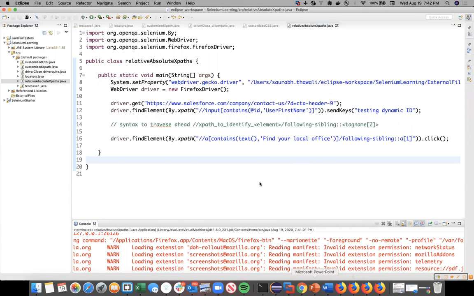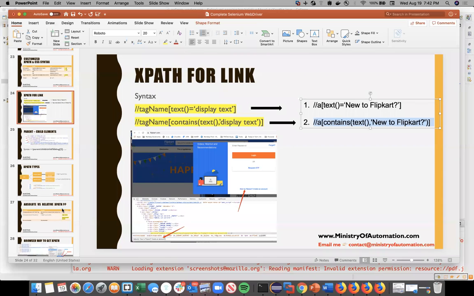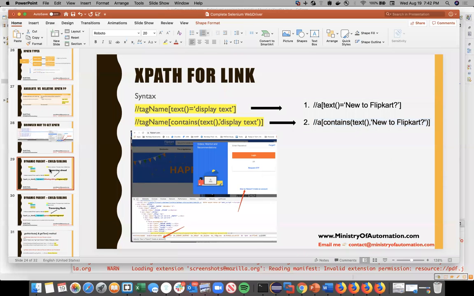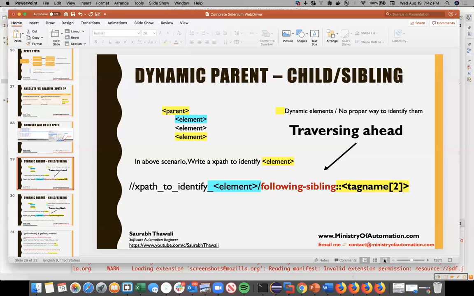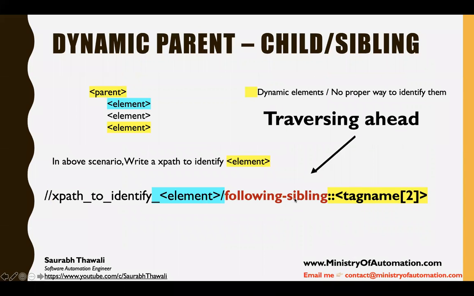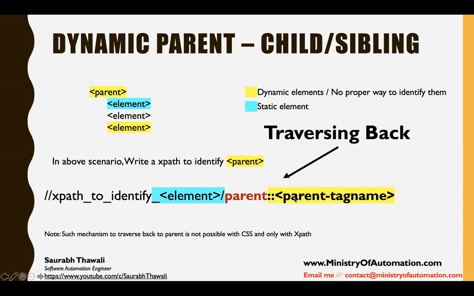So the next thing is, how do we travel back? The way we travel ahead, we can also travel back, which is going one step back, like from the child to the parent, right? And for that, this is the syntax.